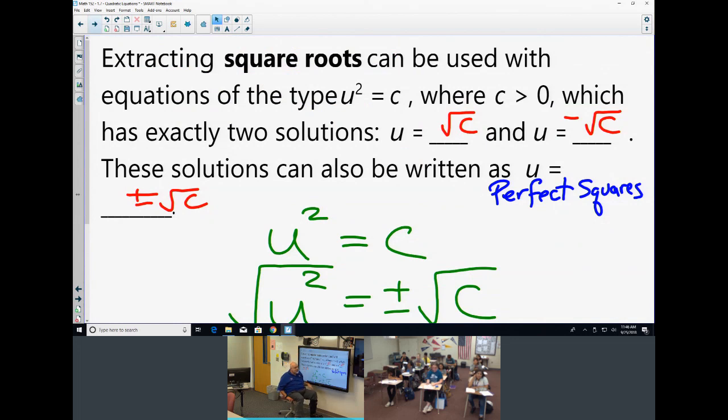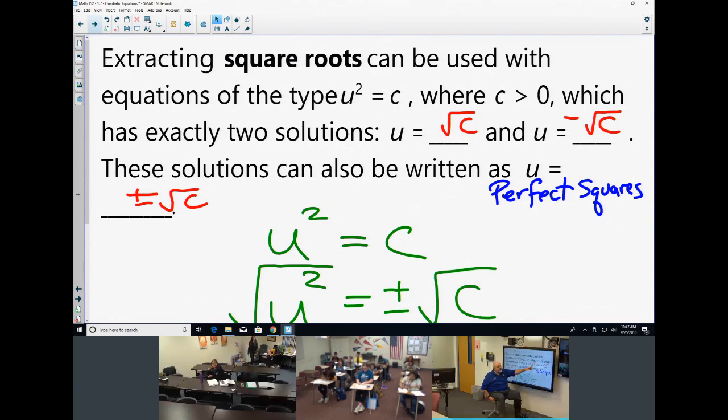All right. The second method that we're going to go over for solving quadratics is the square roots method. So extracting the square roots can be used with equations of the type something squared equals a constant c, where c is greater than 0. And then that gives you two solutions. When you take the square root, you get plus or minus the square root of c. Okay? So radical c or negative radical c, or you can write this as plus or minus radical c.